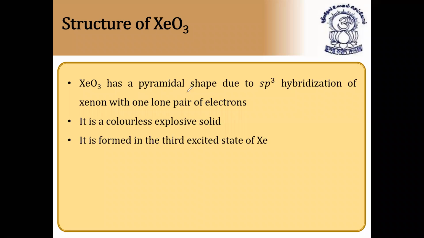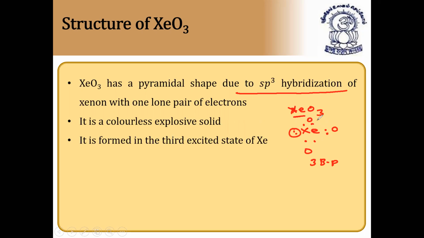Xenon trioxide has a pyramidal shape due to sp3 hybridization. Trioxide means it contains how many bond pairs? Xenon has 8 electrons, 6 of which are used, so one bond pair, two bond pairs, three bond pairs. So three bond pairs, and here one lone pair is there.